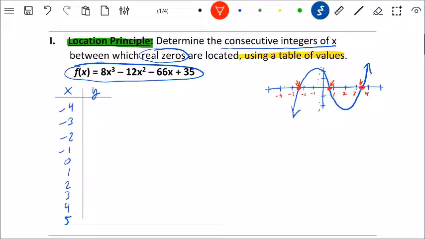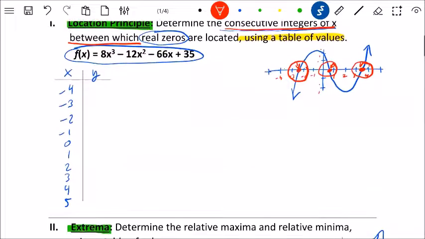But we don't want the specific zero number for the location principle. This is where we're looking for the consecutive integers of x between which they're located. So when you look at the bigger picture of this one, that zero is between -3 and -2. This zero is between 0 and 1, and this zero is between 3 and 4. You can see that on the graph. You have to be able to prove it also with a table of values.